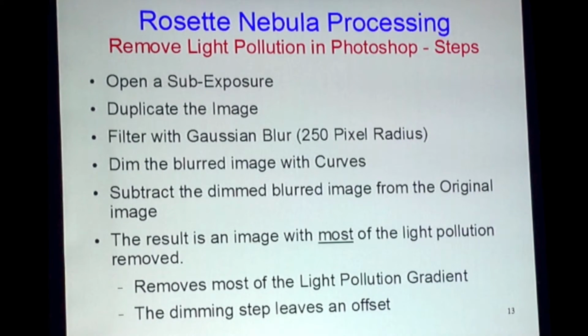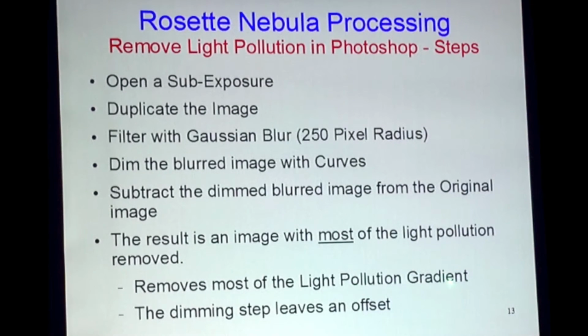You dim the image a little bit with curves. You subtract the blurred image, with it dimmed, from the original image. That gets rid of most of the light pollution. I say most because you dim it on purpose in order to prevent removing some of the object data. You're left with a little bit of light pollution and a little bit of curvature, that is, a little bit of gradient. You can fix that later. It's usually pretty small and not much to worry about, okay?